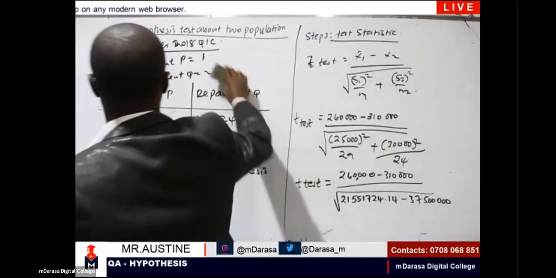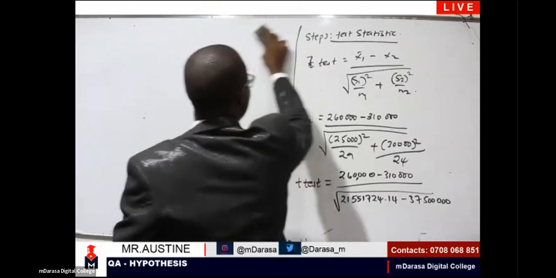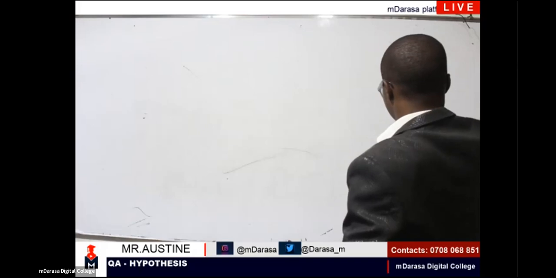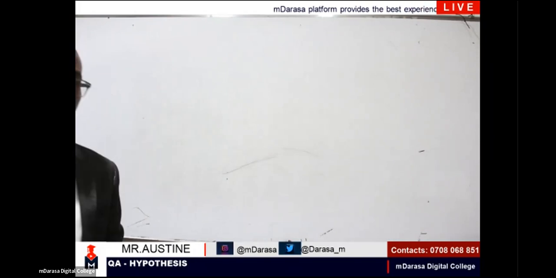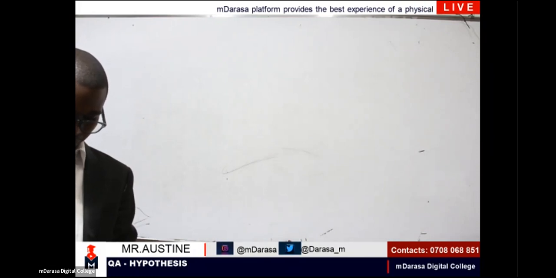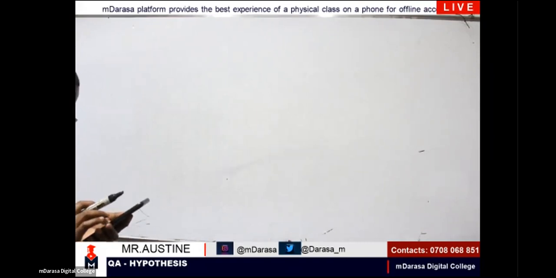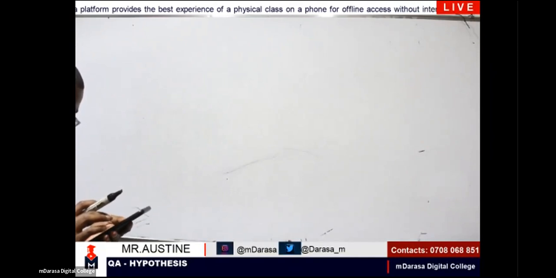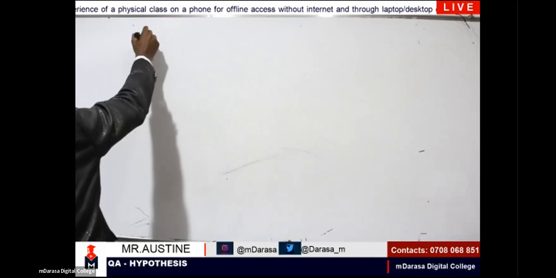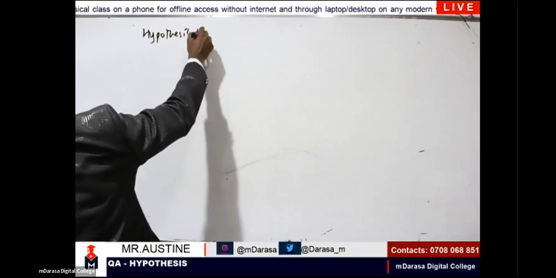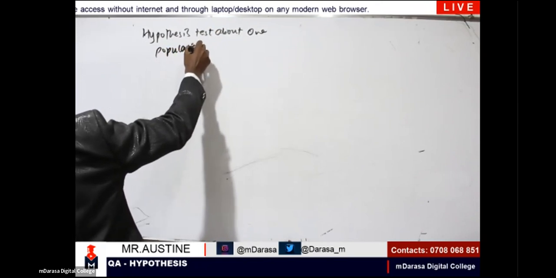So next we move to hypothesis test about a population proportion. Hypothesis test about a population proportion. So when I'm talking about proportion, like if out of... hypothesis test about one population proportion.